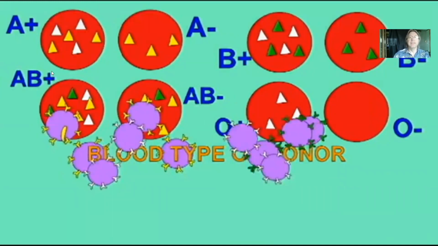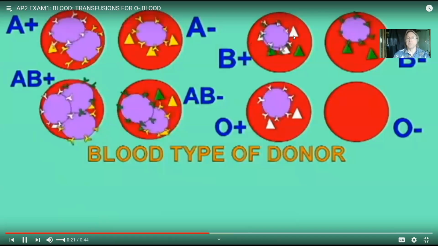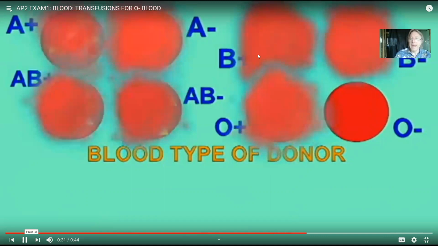If these are the donors, here's donor blood: A positive, A negative, AB positive, AB negative, B positive, B negative, O positive, O negative. Here are all the possible donors. Antibodies will stick to all of them except one. If I'm making anti-A antibodies, I will clump and attack blood with an A in it. If I'm making anti-B antibodies, I will clump and attack blood with a B in it.